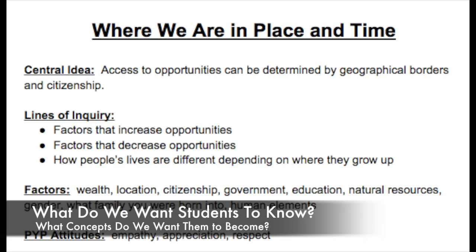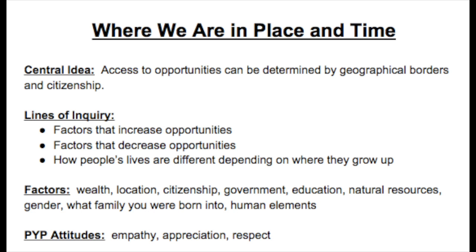For our unit of inquiry, where we are in place and time, I wanted to experiment with using MinecraftEdu to help my students understand the central idea. Access to opportunities can be determined by geographical borders and citizenship. We were inquiring into factors that increase or decrease opportunities, such as wealth, location, citizenship, government, education, natural resources, gender, and what family you were born into. We also explored the human element that factors into opportunities, which embodied perseverance, grit, creativity, and resourcefulness.